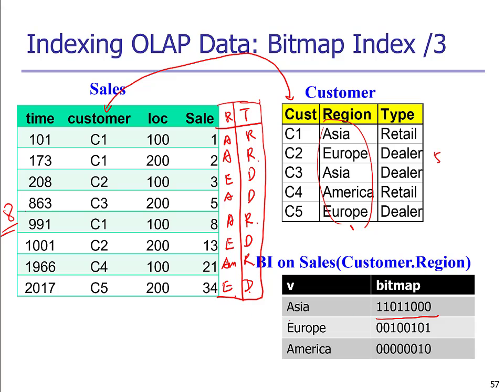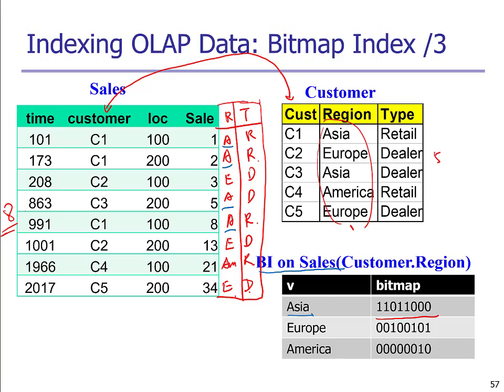I mean, you can see here, this Asia, we have Asia and Asia here. So it's the first, second, fourth, and fifth rows in the fact table that correspond to these 4 bits in the bit vector, and we do the same for Europe and America. We would have a bitmap index, or a bitmap join index, on sales where the key is customer.region.